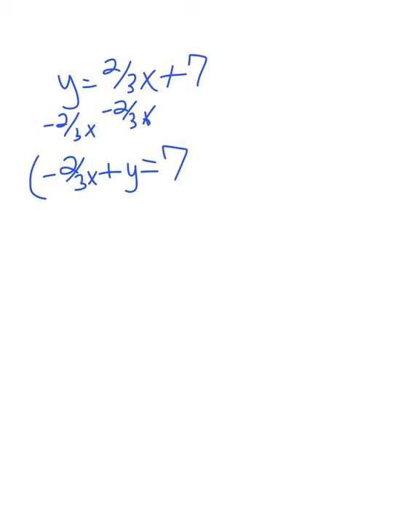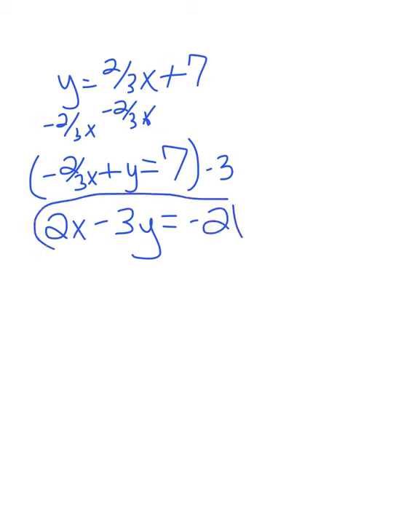So I'm going to multiply my whole equation, because I can't just multiply one term. I'm going to multiply my whole equation by the denominator, and I'm going to multiply by a negative also, because a negative times a negative will make that term positive. So I'm going to multiply everything by a negative 3. So negative 2/3 times negative 3 is going to be a positive 2x. And then y times negative 3 is going to be a minus 3y. And 7 times negative 3 is negative 21. So 2x minus 3y equals negative 21 would be my equation in standard form.